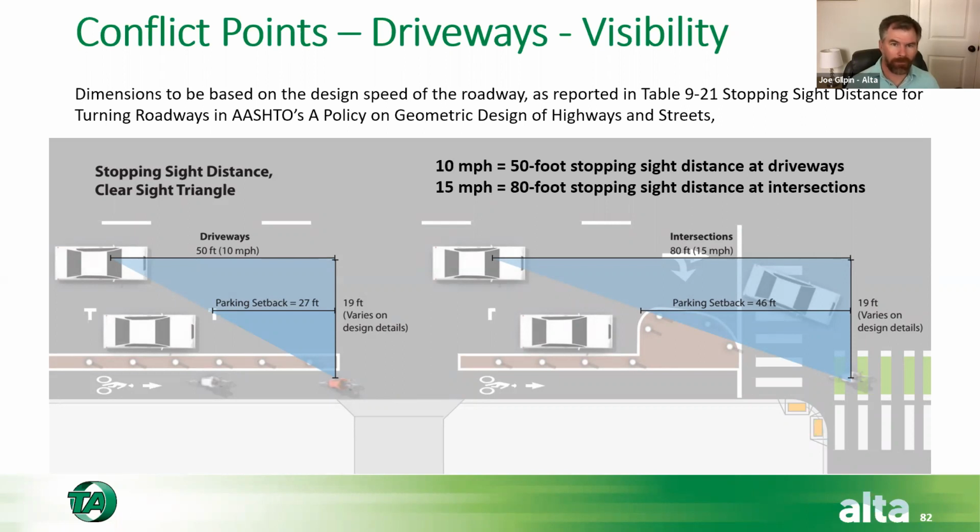Now for minor side streets, when you get up to 15 miles an hour, we're now talking about an 80-foot sight triangle. And so that creates this clear space. But if there's a crosswalk, if there's anything like that, that counts into that space. So we're looking at almost 50 feet of setback in those cases.